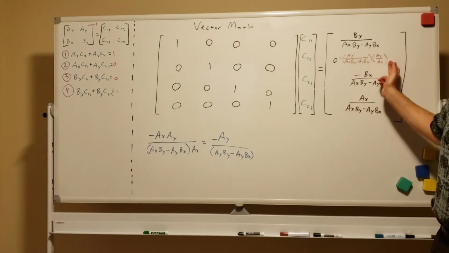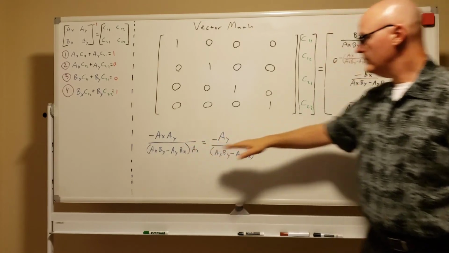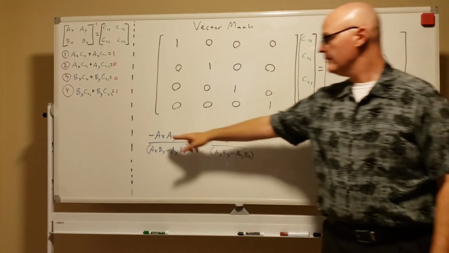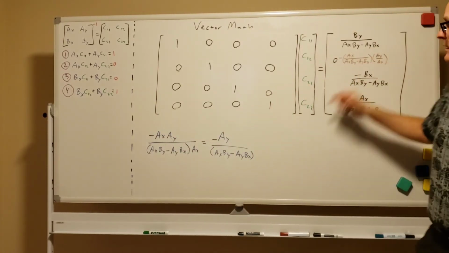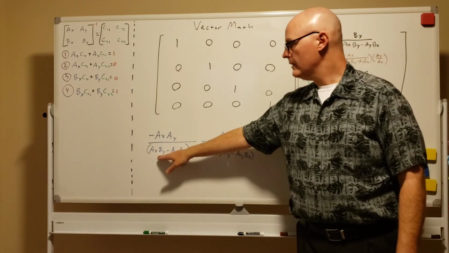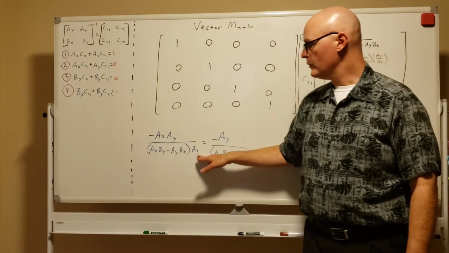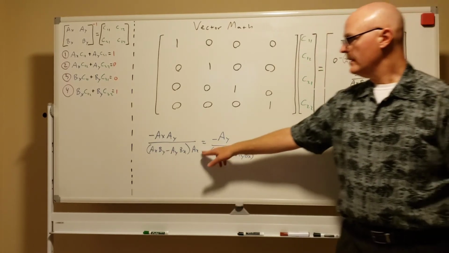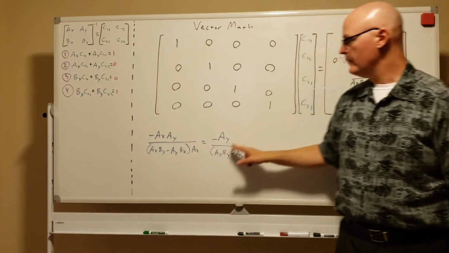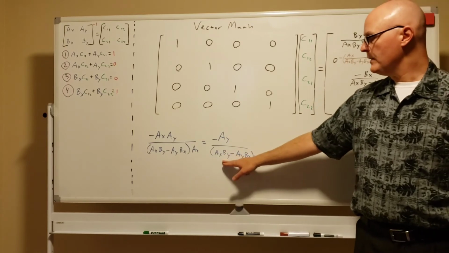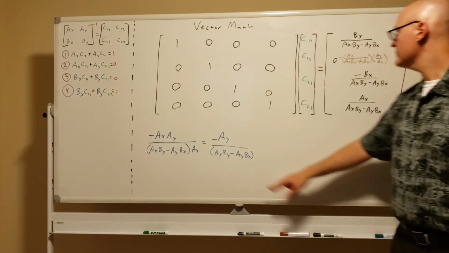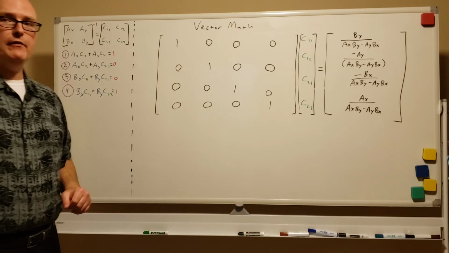The 2,1 term is a lot easier. We have negative ax ay divided by ax by minus ay bx, all of that multiplied by ax. The ax's will cancel out, and I end up with negative ay over ax by minus ay bx. This is what I'm left with.